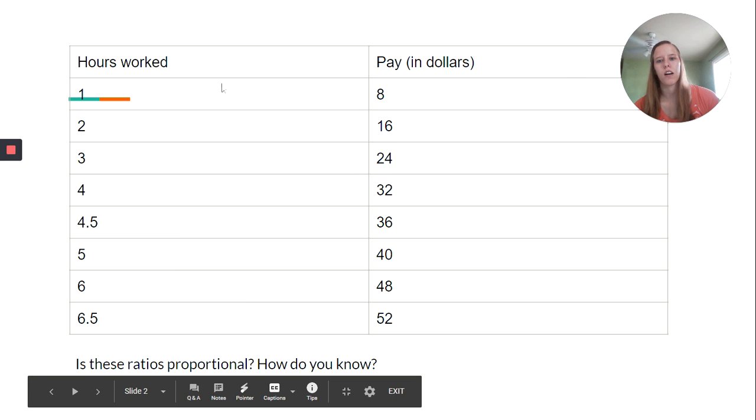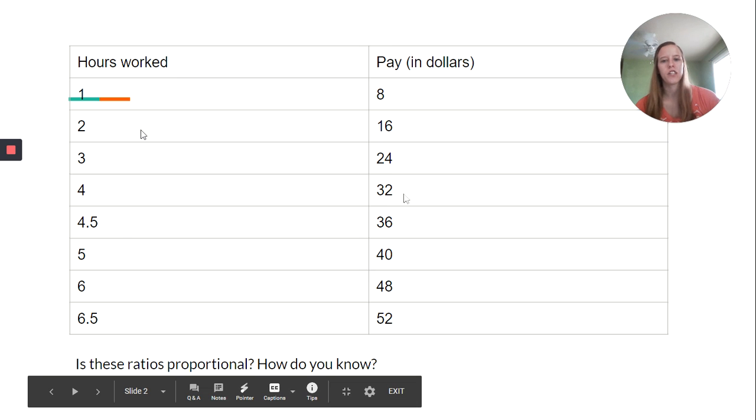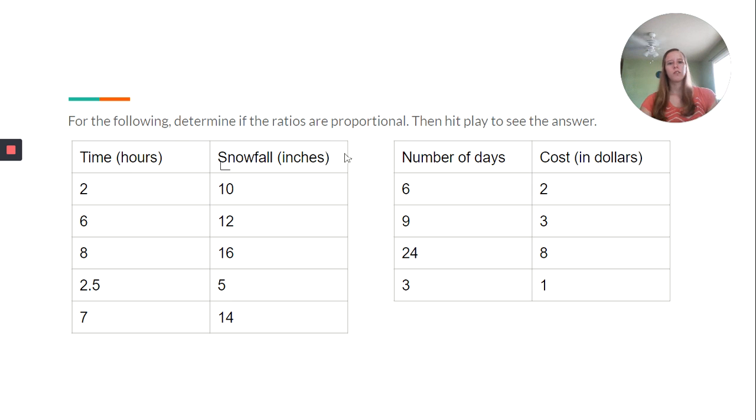So if we take our pay divided by hours worked, so 8 divided by 1, we get 8. If we take 16 divided by 2, we get 8. 24 divided by 3, we get 8, and we go through and check the whole table, and we know that they are proportional because you always get 8. That's how you know, okay? So then here's our answer. Yes, how do you know? 1 times 8, or you can do the multiplication way, 1 times 8, 2 times 8. Either way works.